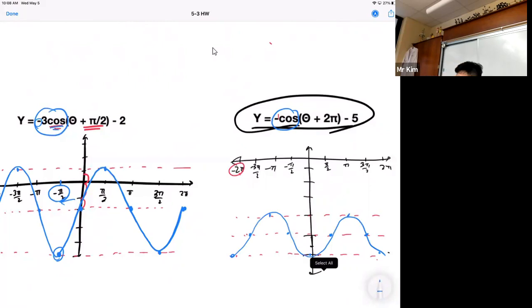Okay. Negative 2 pi, we're at the minimum, and from the minimum, the only way to go is up. Once you hit your maximum, the only way to go is down. And then that's it.